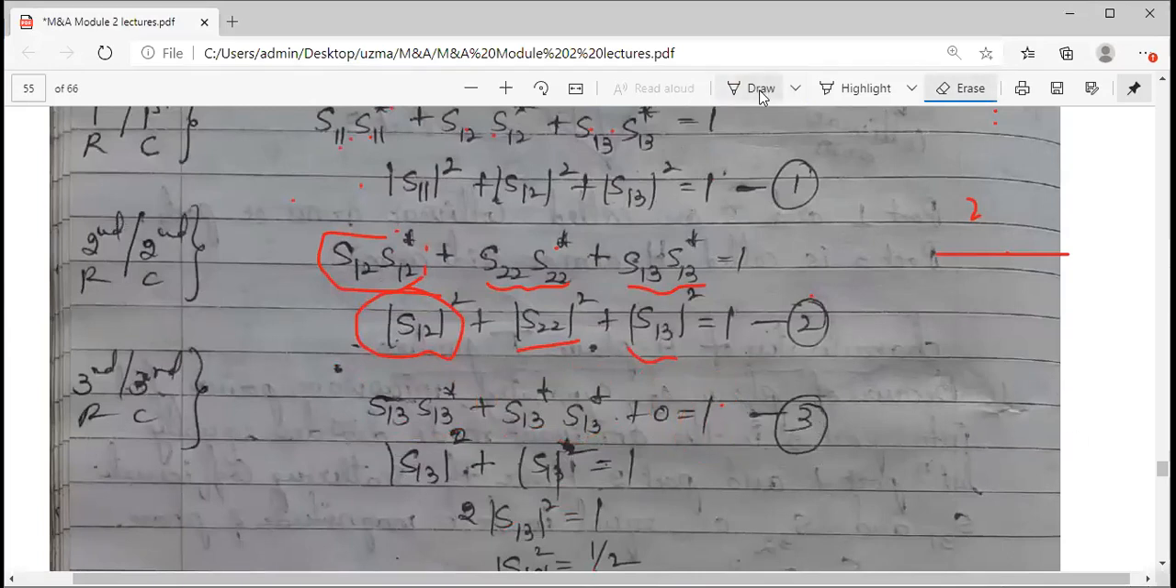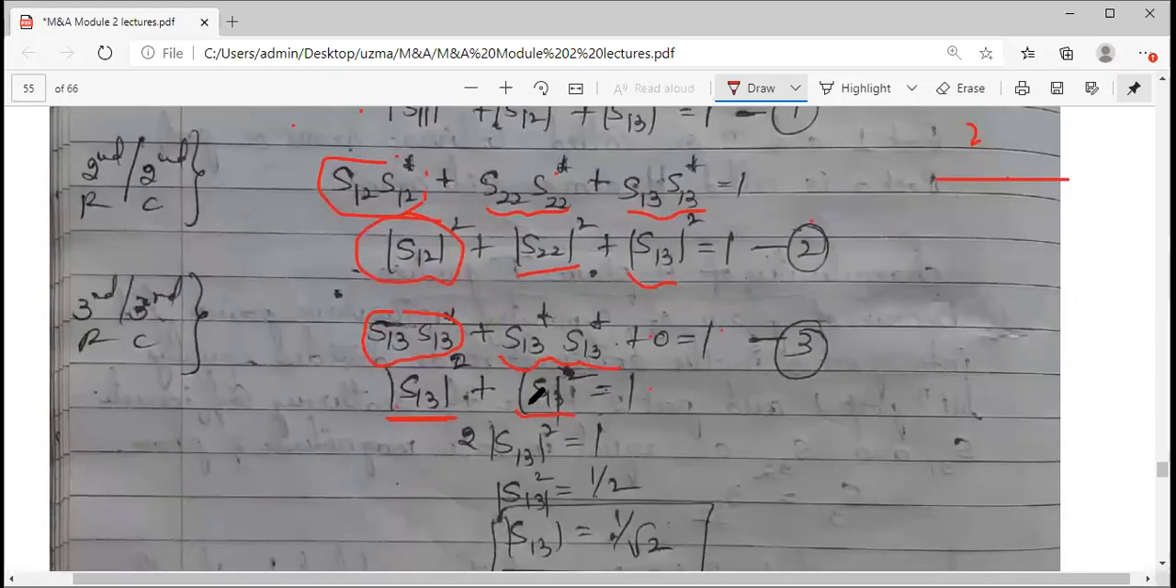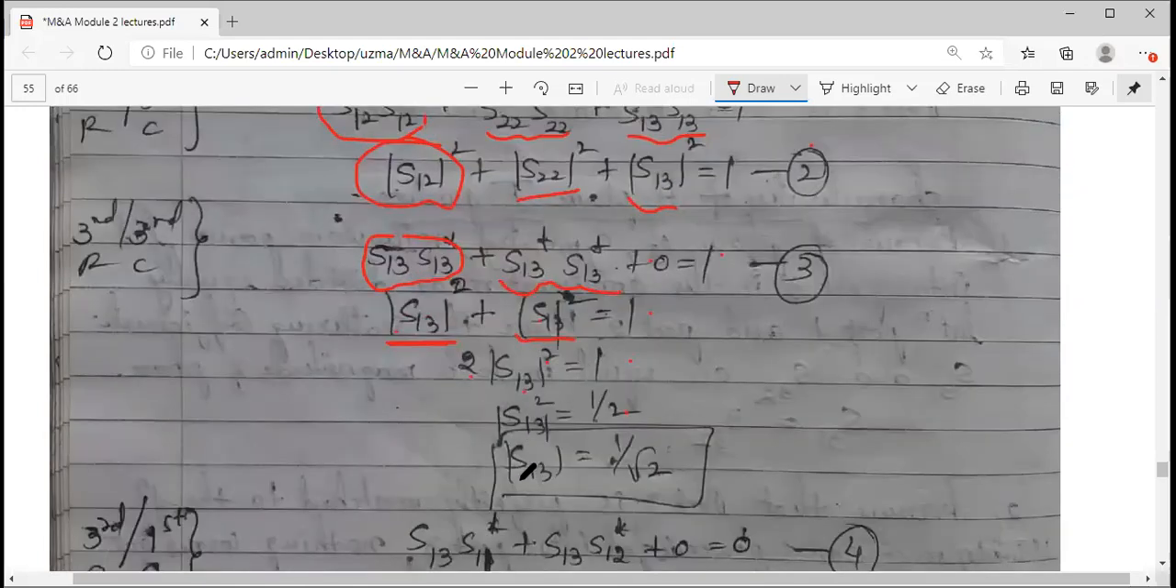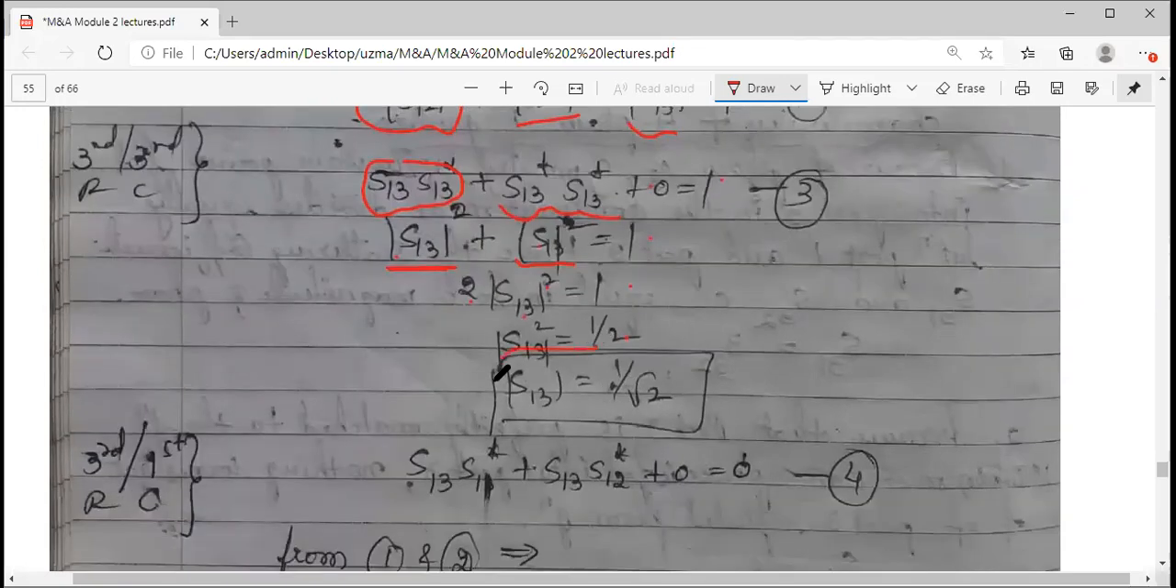The third equation is much easier because there is a zero term here. S13 and S13 star, take its magnitude square. And you have again S13 star, take again S13 magnitude square. The third term is 0, equal to 1. You can solve this further. S13 and S13 two times, so it is 2 times S13 square is equal to 1, or S13 whole magnitude square is equal to, taking 2 to the other side, in the RHS denominator, 1 by 2. Take the square root. S13 will be equal to square root of 1 by 2, or it is 1 by root 2.